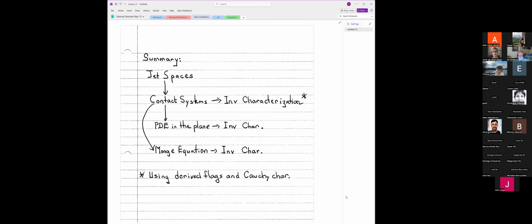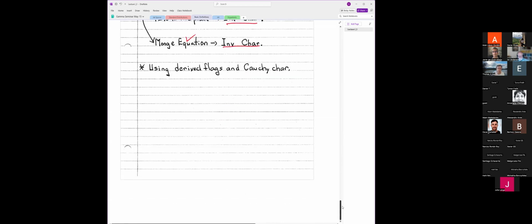So here's a summary of where we're at. We talked about jet spaces, contact systems, PDE in the plane, and Monge equations. And for each case, we were able to obtain some kind of geometric invariant characterization using derived flags and Cauchy characteristics. That's why these derived flags and Cauchy characteristics are so important to us. They help us understand when a distribution is a standard distribution of some kind of differential equations.